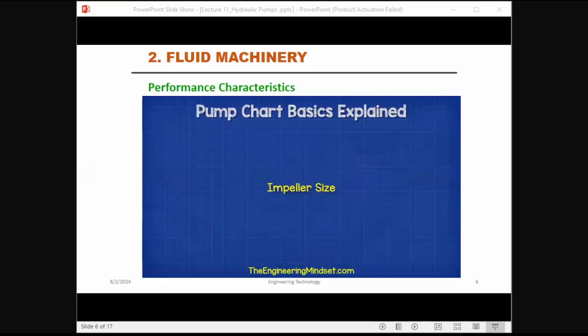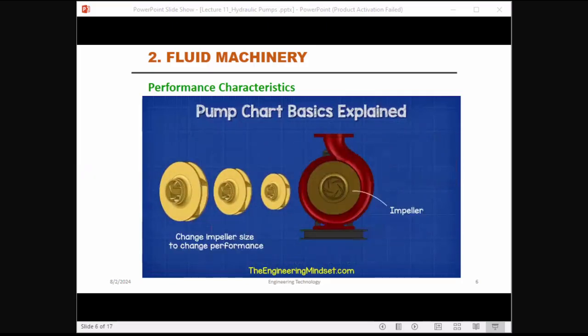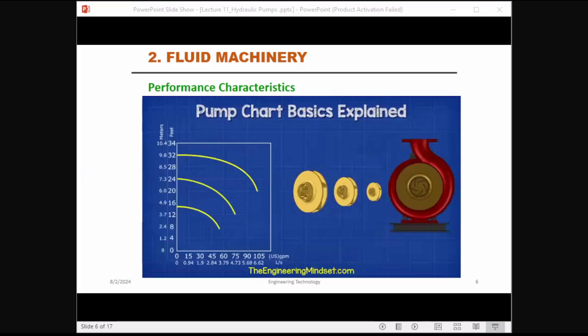Impeller size. With centrifugal pumps, we can often change the size of the impeller. The diameter of the impeller will change how much water can be moved. So on some charts, you'll see multiple performance curves, which will give us the performance details of the pump for different diameter impellers. For example, 30 gallons per minute for a 4.5-inch impeller gives us around 13 feet of head. But if we use the 5.5-inch impeller, then we would get around 22.5 feet of head.